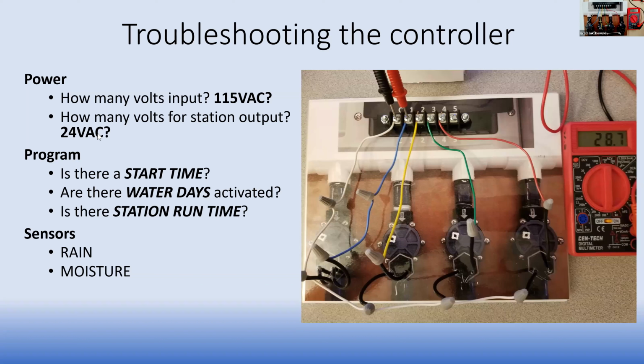Okay, so let's say we checked this and that's okay. We checked the voltage AC, that's okay. Let's say we check the start time, water days, everything in the programming of the controller is okay. Rain and moisture sensors are all okay. Let's say all of these checked out fine. And so it's going to leave us with what's going on with our solenoids here. Okay, and that's what we just did.